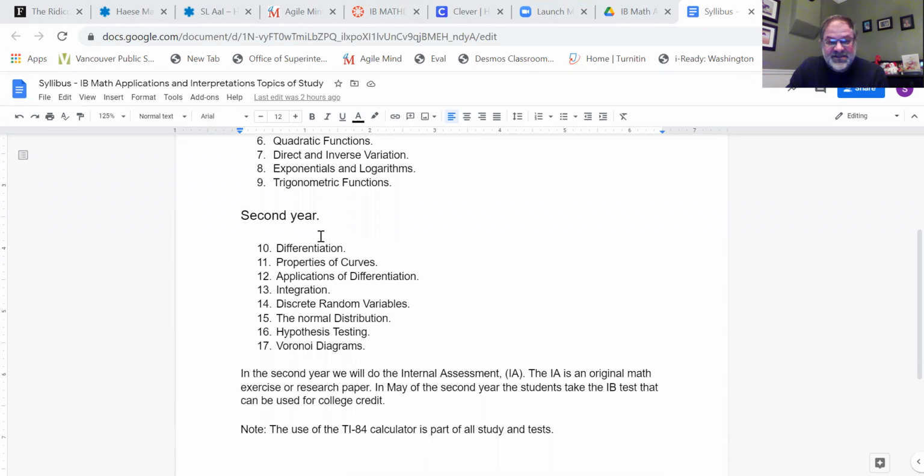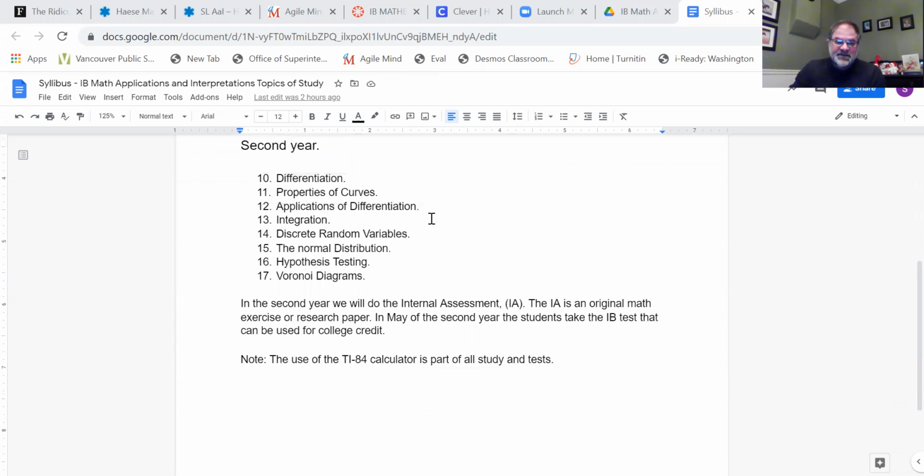Okay, second year, which is the class I teach, starts with differentiation of curves, which is more differentiation, and then the applications of differentiation. So this is all calculus. And differentiation, what that means is we're finding the slope of a curve at a point and using that fact to solve problems. Okay, and then the next chapter that we look at is integration. And integration would be the area under the curve.